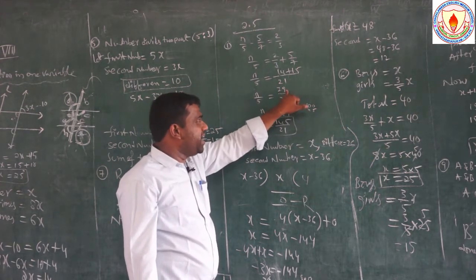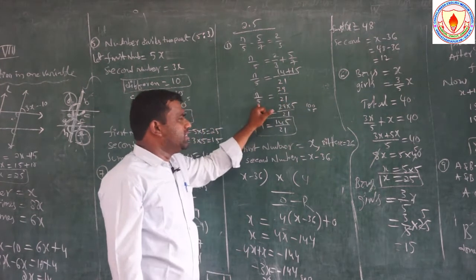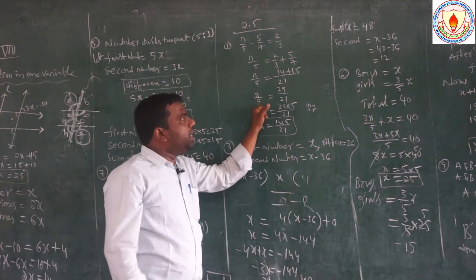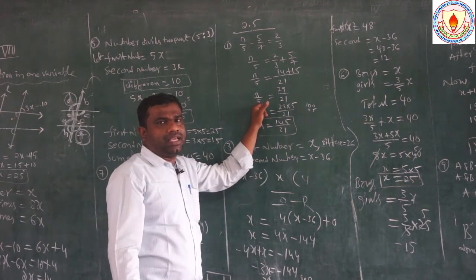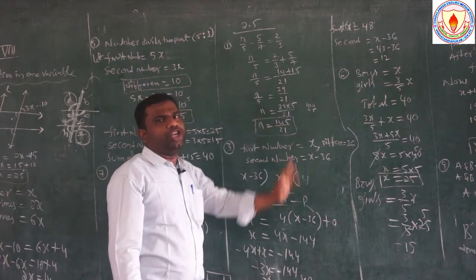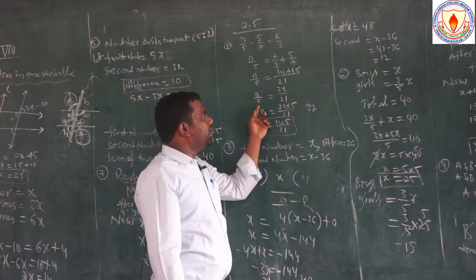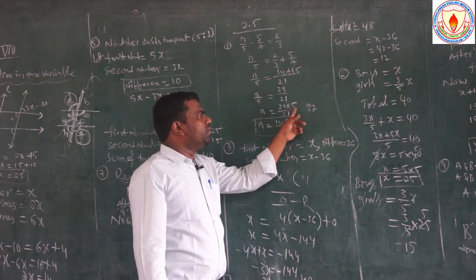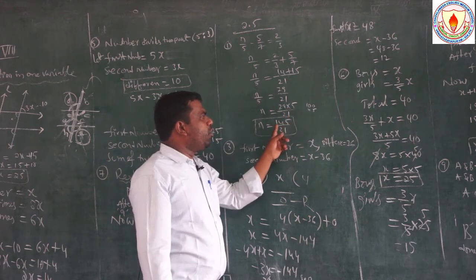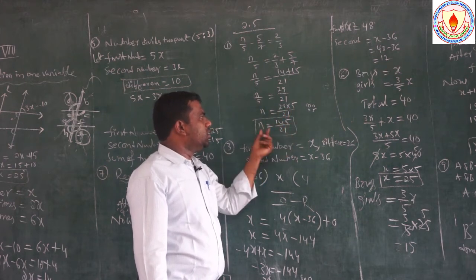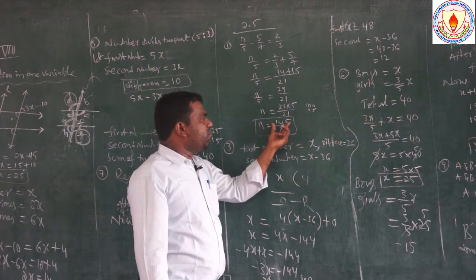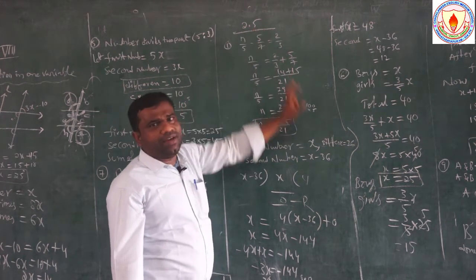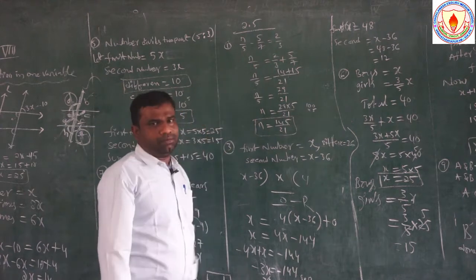So 29 by 21, and here the 5 is a division. Transposing to the right hand side, the denominator goes to the numerator, so the 5 comes up as multiplication. So 29 into 5 is 145 by 21. So the n value is equal to 145 by 21. That is the first problem of exercise 2.5.